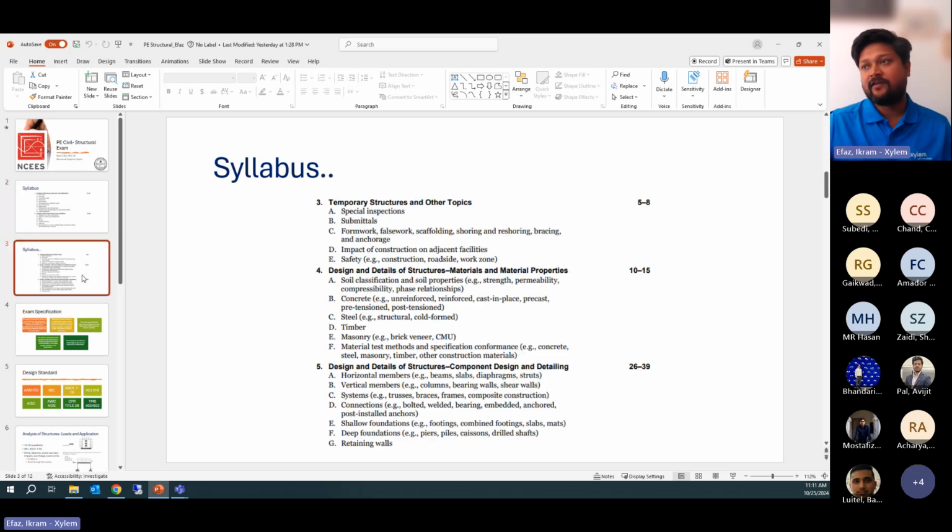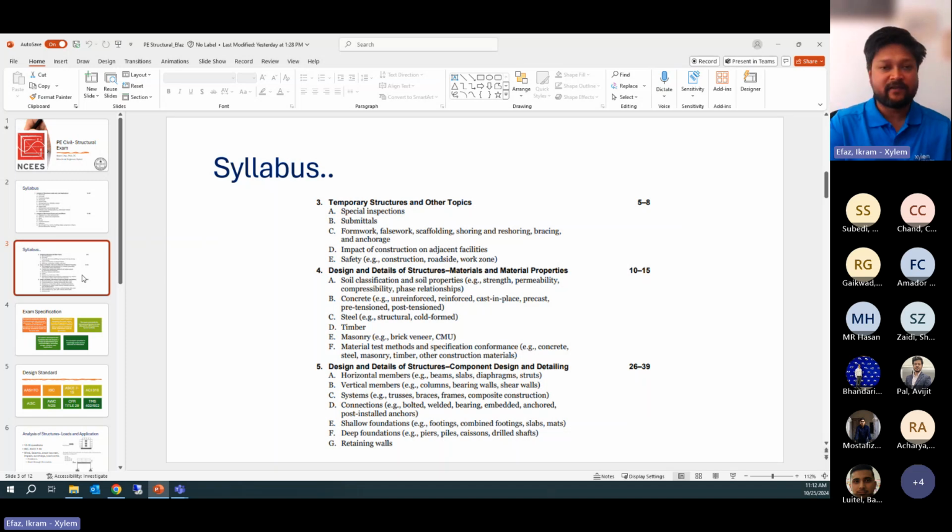If you go to the next section, there is a temporary structure section, where there will probably be 2 or 3 questions, or some conceptual questions. If you go through the codes, this section should be easy. I'm not going to focus on this because only about 5 questions from this section may come. But you have to practice some problems for the formwork, and for the safety you'll get this in the code.